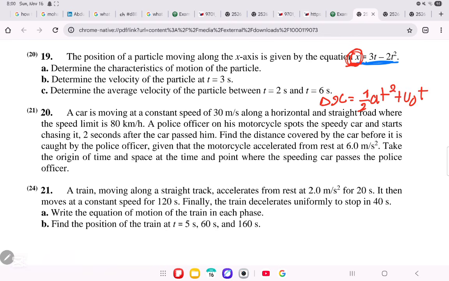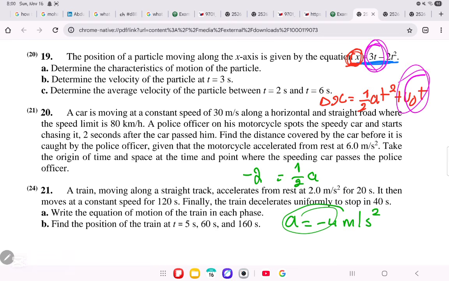Now, I have minus 2t squared. What does this mean? This means that minus 2t squared is equal to half a t squared. I can cancel t squared and t squared. Minus 2 equals half of a. A is equal to minus 4. What does this mean? This means my acceleration is minus 4 meters per second squared. Then, what do I have? I have 3t, v0 t. That means v0 for me is equal to 3. That's it for part A.